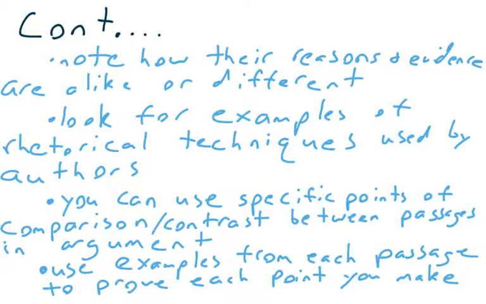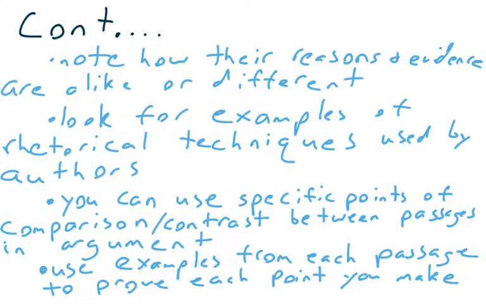Another thing you can do is use specific points of comparison and contrast between the passages in their argument. For instance, this person over here says that you should never eat fast food. This person over here says that it's okay in moderation. You can compare the points that they make too. It's like, okay, this guy says you should never eat fast food, but that isn't very realistic. I mean, we're all on the go. We have stuff to do. So it's not realistic to say never eat fast food ever. It's more realistic to say, hey, moderation. If you do, choose healthier foods, that type of thing. And then use examples from each passage to prove each point that you make.